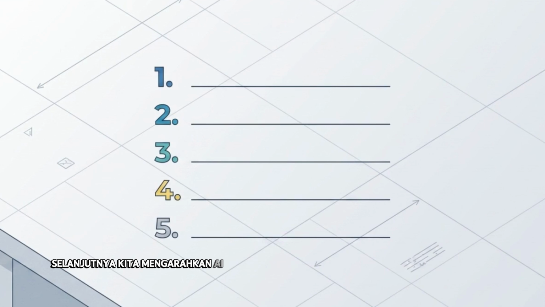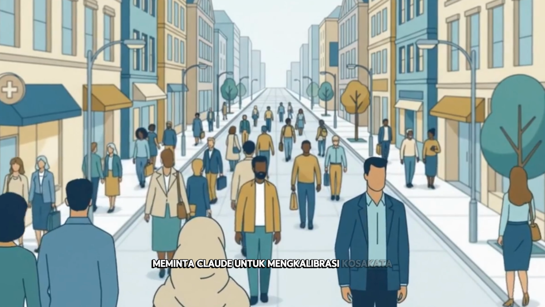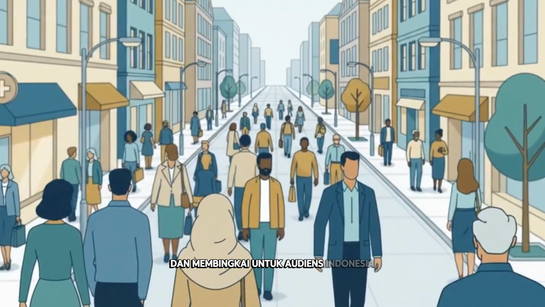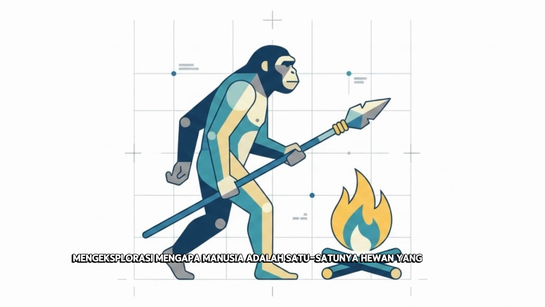Next, we direct the AI to generate targeted episode topics. We can specify the target demographic, asking Claude to calibrate the vocabulary and framing for an Indonesian audience. From that list, we select a specific evolutionary topic, exploring why humans are the only animals that cook their food.